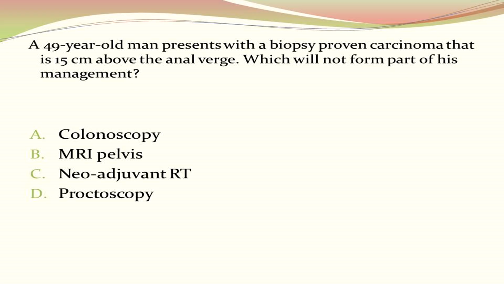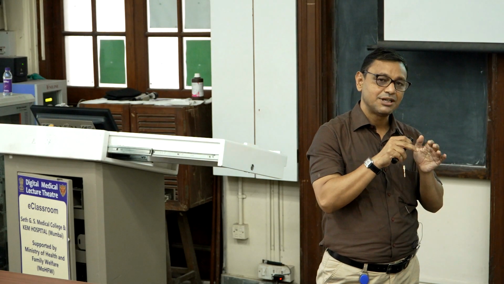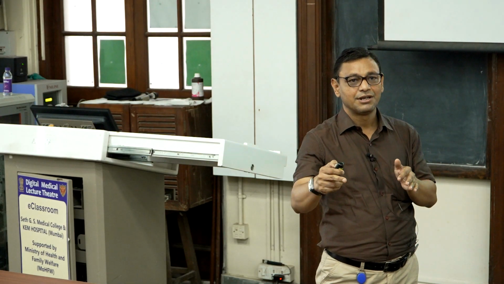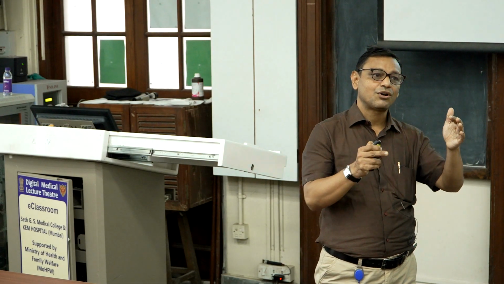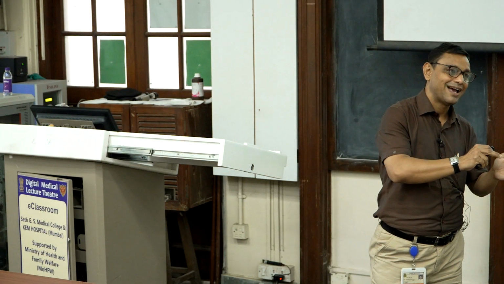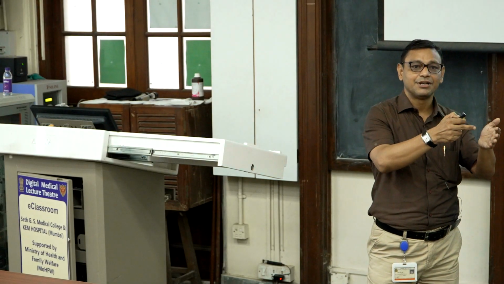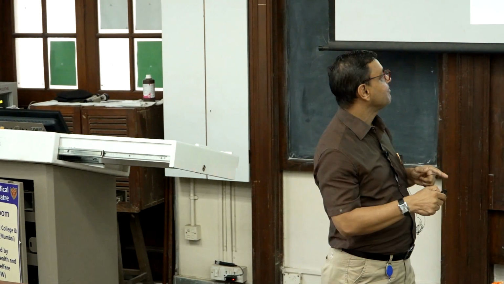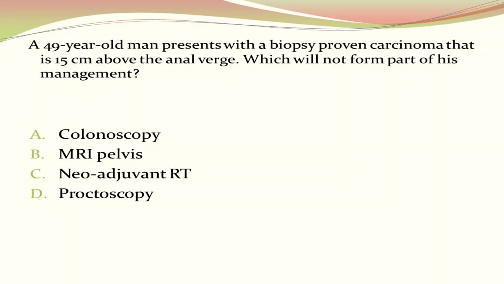Remember one thing, as far as the management is concerned, the mid rectum and the lower rectum have a similar management, and most of the time the management is chemotherapy followed by surgery. When we are talking about upper rectum, we are managing it like a CA colon. So management of CA colon and management of upper third of rectum is almost the same. Do we give chemotherapy for a CA colon first? No, the same thing applies here. That means we are not giving neoadjuvant radiotherapy. So the answer here is neoadjuvant radiotherapy.